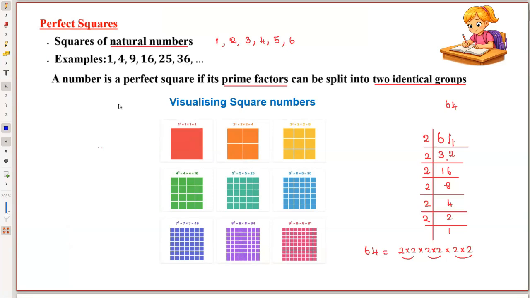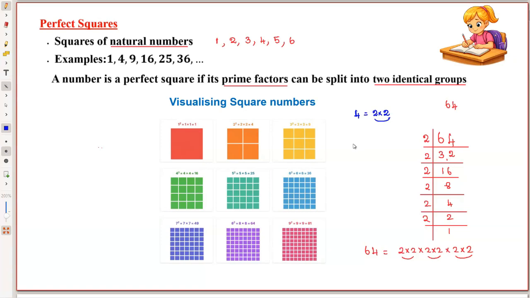How can we find out whether the given number is a perfect square number? We have to find the prime factors of the given number. If the prime factors can be split into two identical groups, then it is a perfect square. If you take the number 4, the prime factors of 4 I can write as 2 into 2. The prime factors split into two identical groups. This is one group, this is one group. Both are identical, meaning both are the same number. So we can say 4 is a perfect square number.